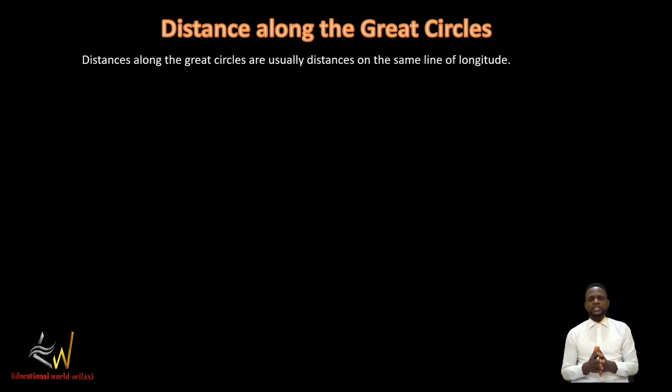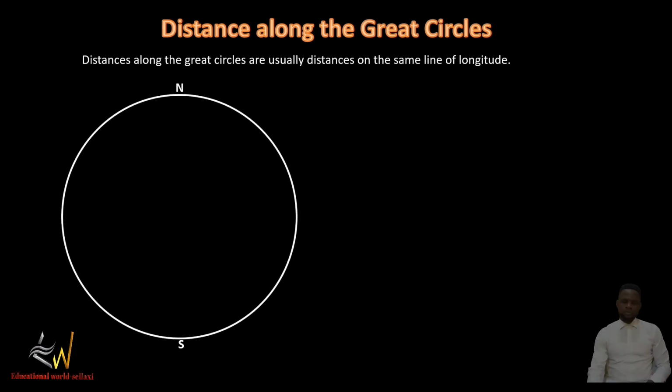So distances along great circles are usually distances along the same line of longitude. What that simply means is that the two places lie on the same line of longitude, but they have different latitudes. So we'll be looking at two case scenarios here, where the latitudes are both northwards, and where one latitude is towards the north and the other towards the south. So that's what we'll be looking at now.